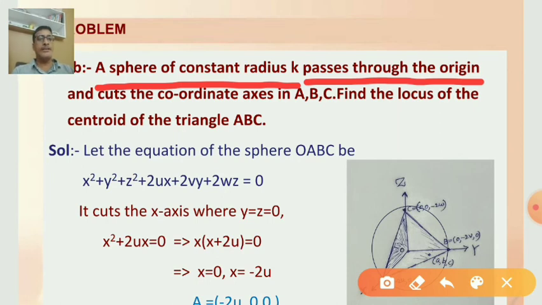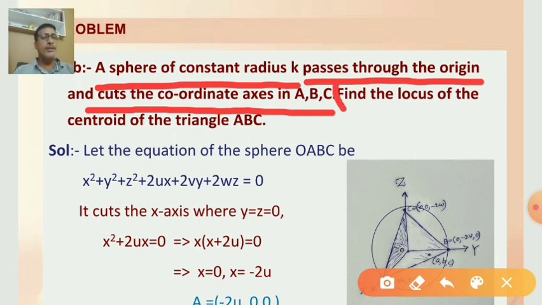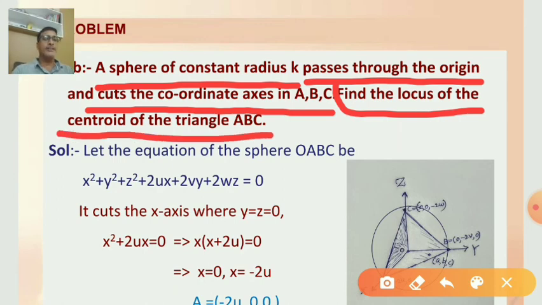It is also given that it cuts the coordinate axes in A, B, C. So what does it mean? It cuts the x axis at A, the y axis at B and the z axis at C. What we have to do in this problem is find the locus of the centroid of the triangle ABC.